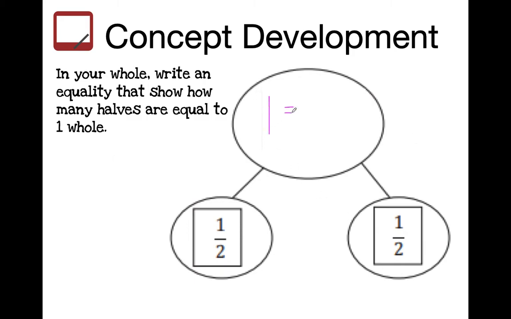But what could I do as a fraction? How would I write that as a fraction? If you said 2/2, you are correct. And you're going to see it come like that. So 1 whole is equal to 2/2.